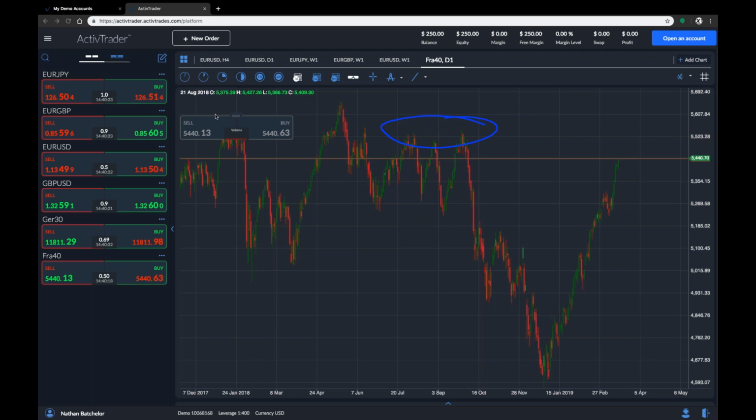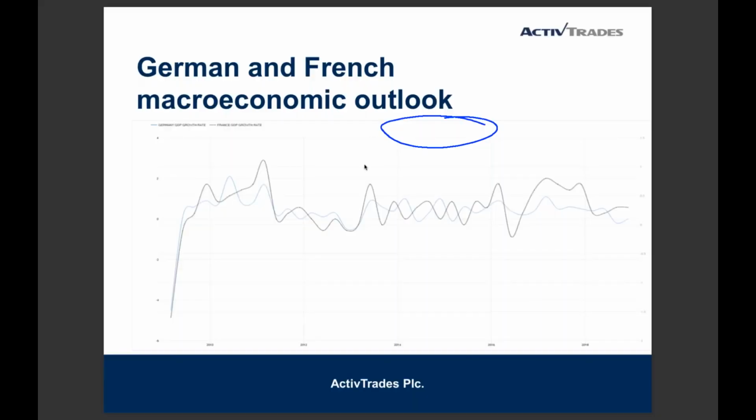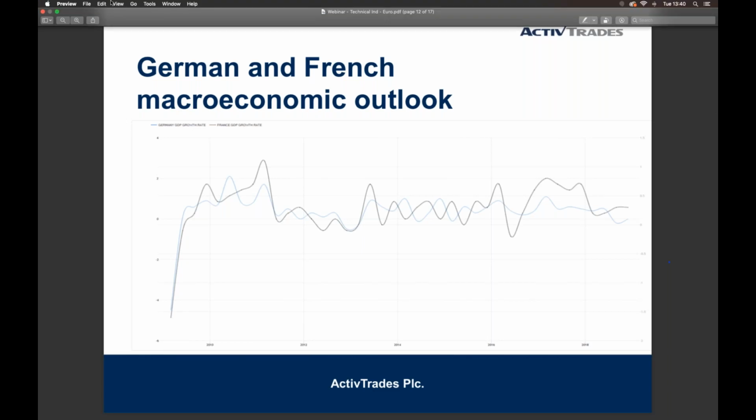Right, going back to my notes. Macroeconomics and German and French relationships. It's quite hard to split them because essentially they're all Northern European, so they've got a similar base of people. They both use the euro as their currency. They have similar fiscal policies. They have similar inflation and interest rates, essentially.